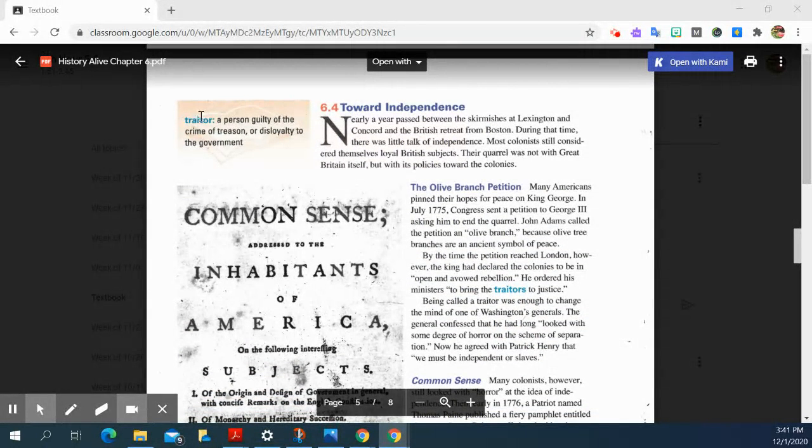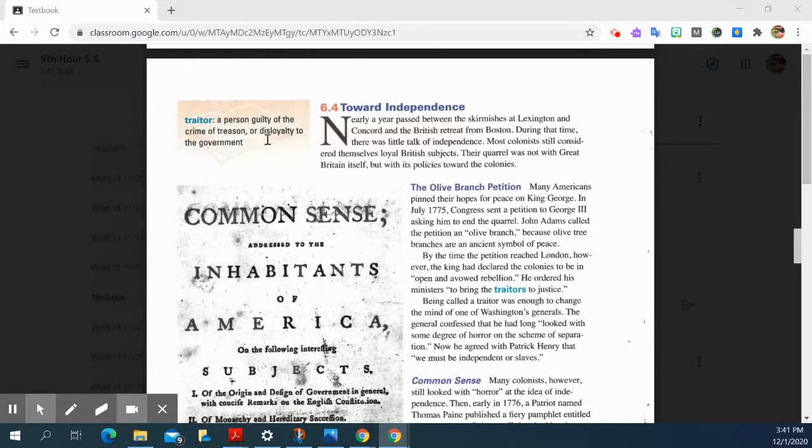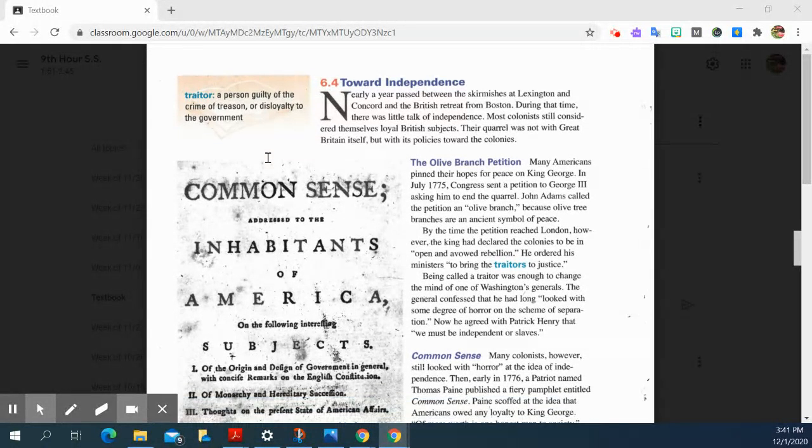A traitor, over here, they're telling you a traitor is a person guilty of the crime of treason or disloyalty to the government. So that means that they're not loyal to the government. They don't do what they're supposed to do for the government. So they're a traitor.